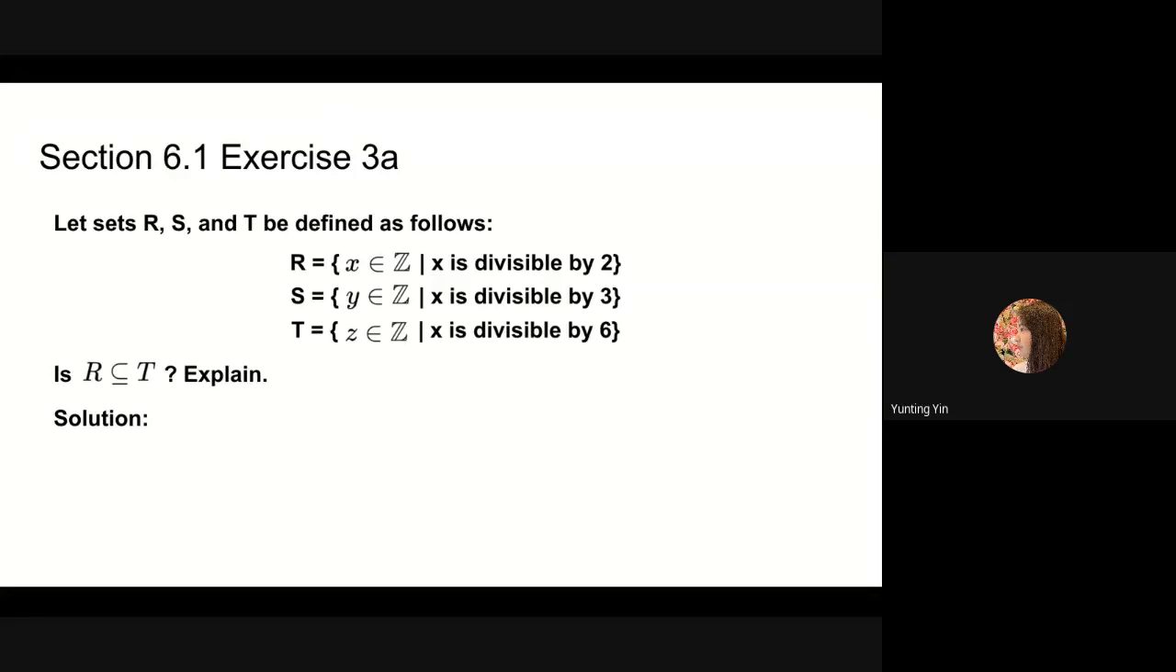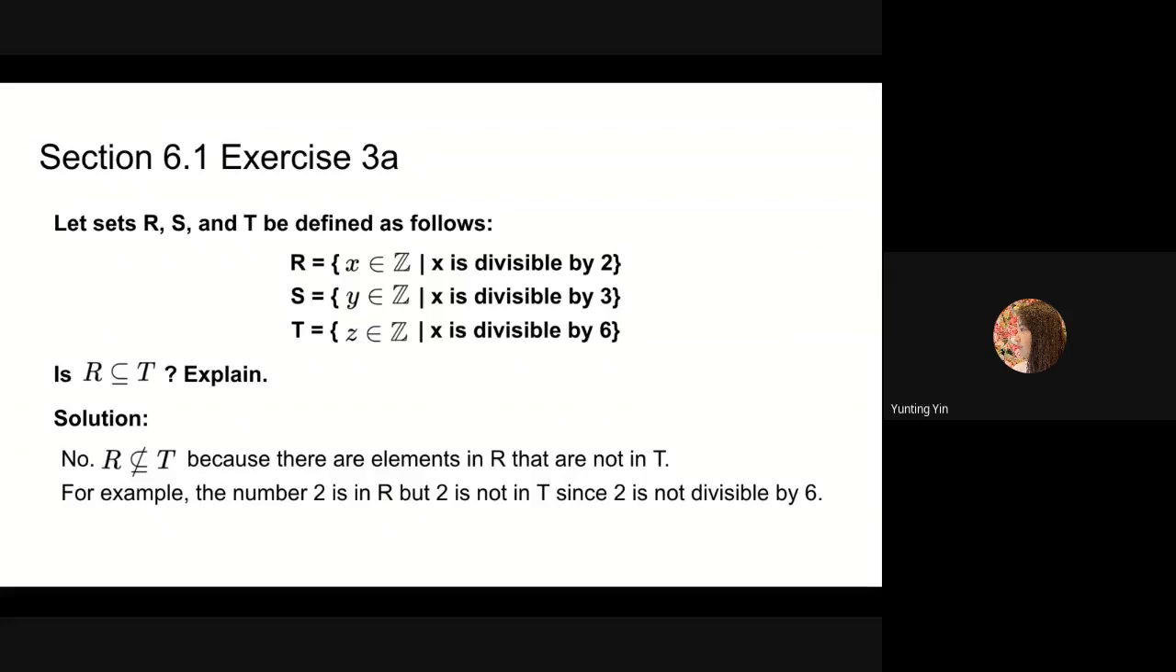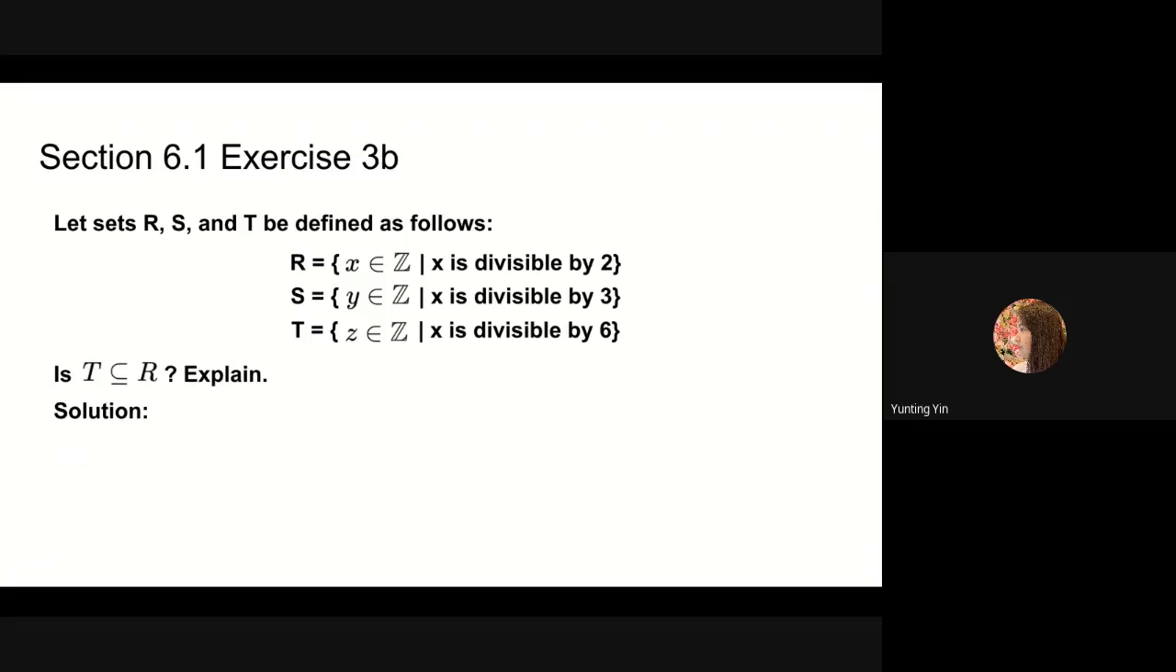There are integers divisible by 2, but not divisible by 6. For example, 2 is such a number. 2 is in set R, but not in set T. So R is not a subset of T. Part B of this question asks if T is a subset of R.